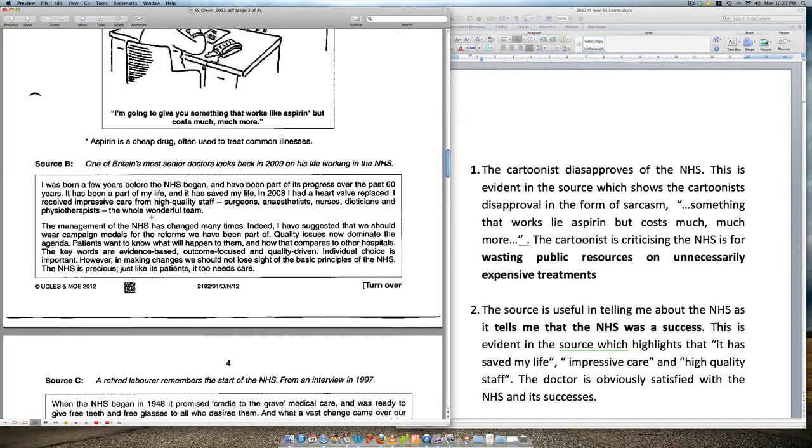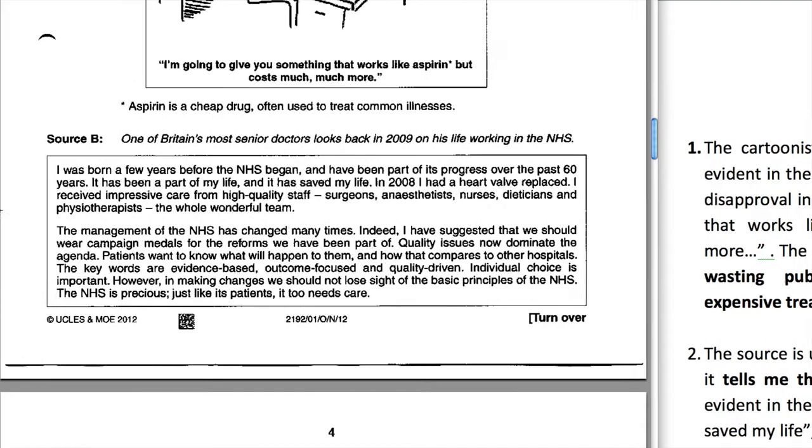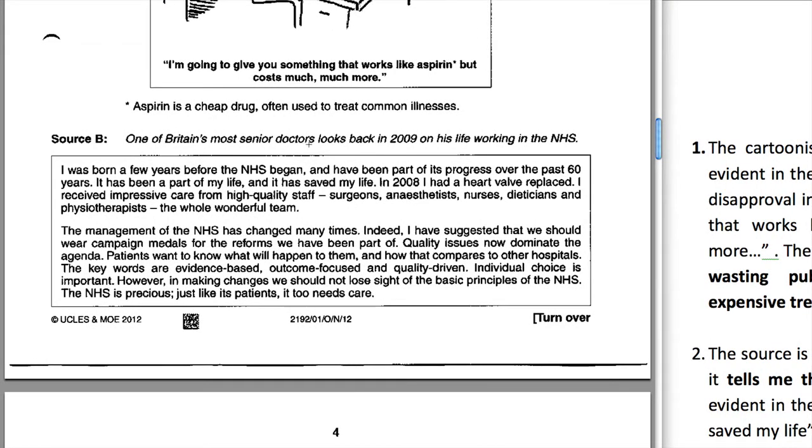Now, looking at source B, we have a doctor here, a senior doctor who's actually looking back at his life working in an NHS. Reading the source, we can obviously tell that he thinks that NHS is a success, based on the way he describes it. Now, do take note when you look at the source, the language which is used, because that will often be a clue as to whether the source is useful or not useful. In this instance, we can see that his language is mainly positive to a point where it's praising.